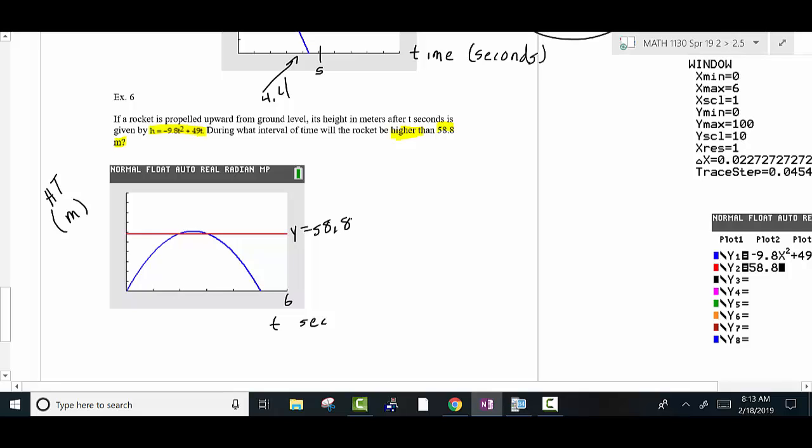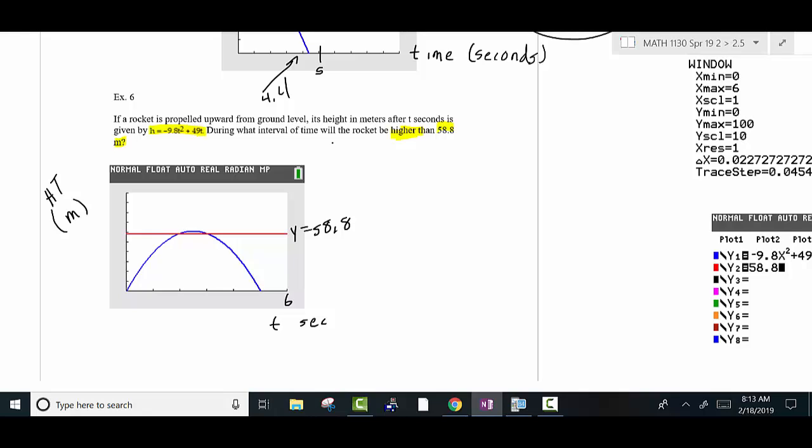The idea is we're trying to figure out when the rocket will be higher than that. So what part of the graph is that? Describe for me which part that would be on the graph, because that right there is 58.8. What part are you looking for? Is anybody awake? Okay, this part right here, right? That'd just be there.